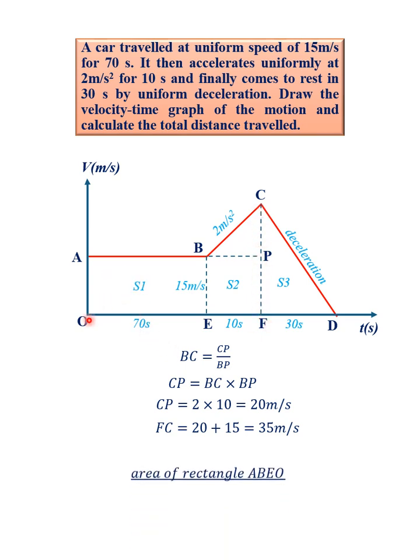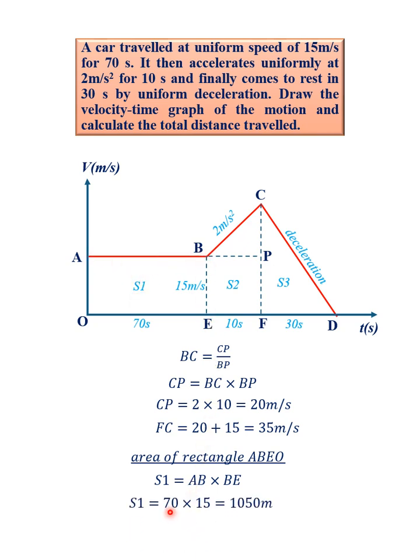First, we start with the area of rectangle OABE, which is the distance S1. So S1 is simply the length AB times the breadth BE, and that gives us 70 times 15. 70 the length times 15 BE, the height of the rectangle, to give us distance S1 as 1050 meters. Now we are done with the distance S1. Let's calculate the distance S2 of this trapezium.